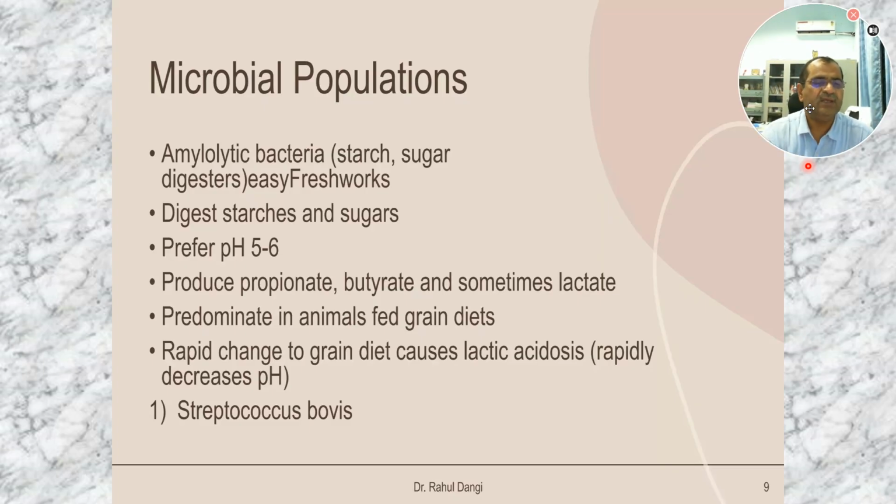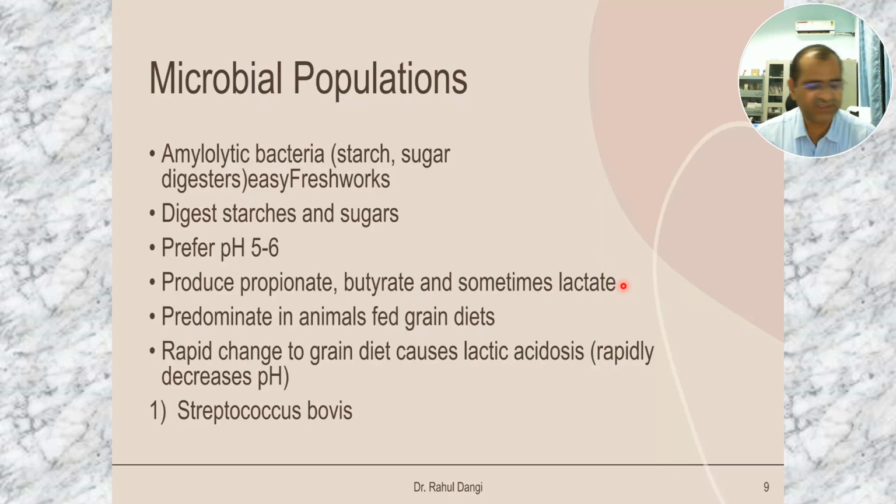Then they produce the volatile fatty acids. They are called butyrates, then propionates, and in animals fed predominantly grain, lactates also: propionate, butyrate and lactate. And apart from this, an enormous quantity of methane gas and carbon dioxide are also produced as byproducts of ruminal fermentation. A rapid change in the grain diet especially causes lactic acidosis.